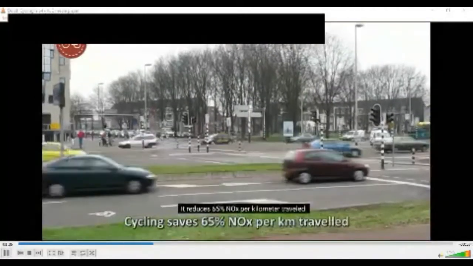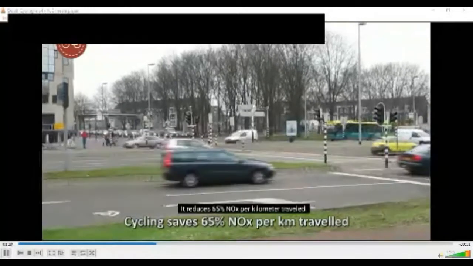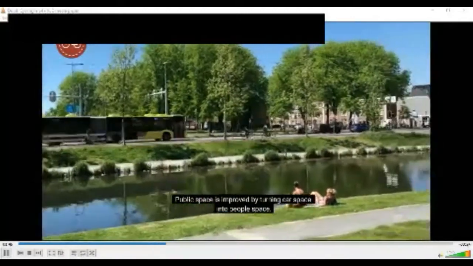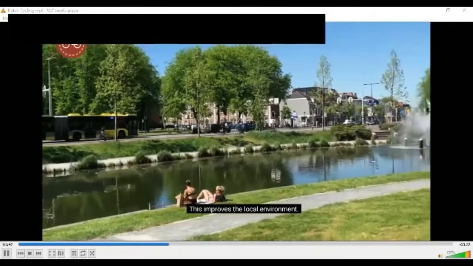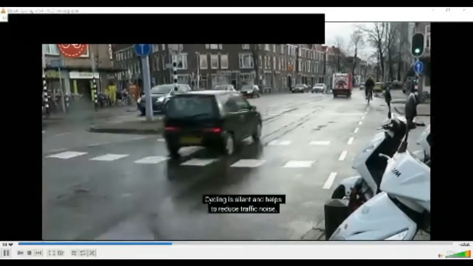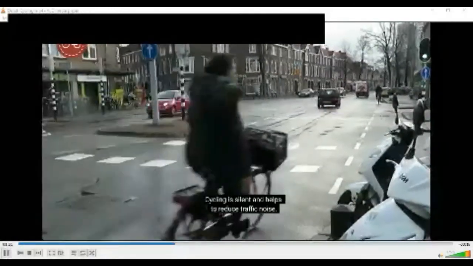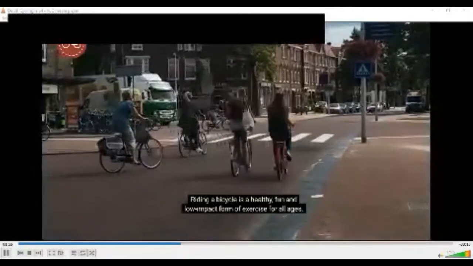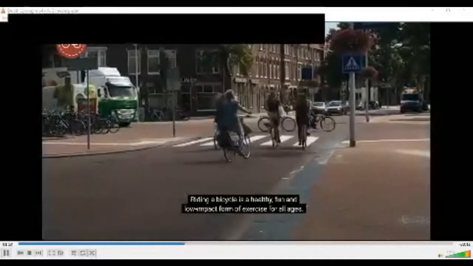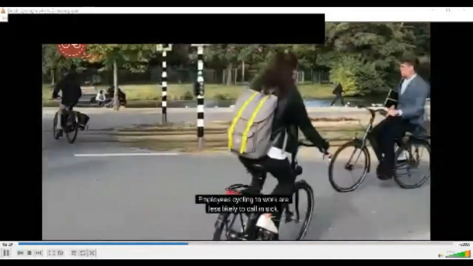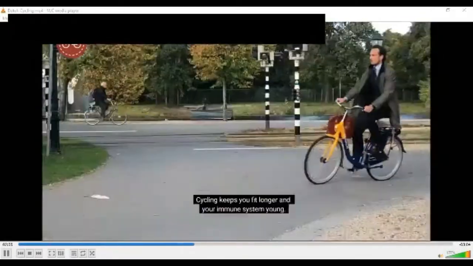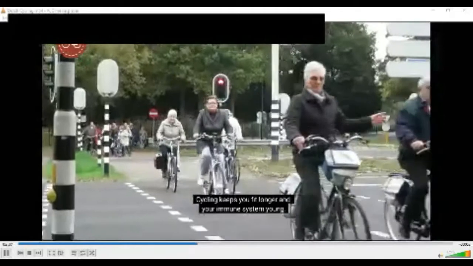It reduces nitrogen oxide by 65% per kilometer traveled. Public space is improved by turning car space into people space. This improves the local environment. Cycling is silent and helps to reduce traffic noise. Riding a bicycle is a healthy, fun and low-impact form of exercise for all ages. Employees cycling to work are less likely to call in sick. Cycling keeps you fit longer and your immune system young.